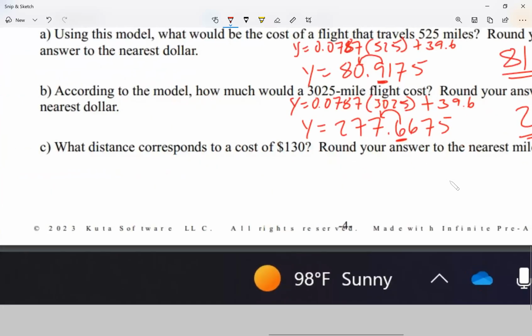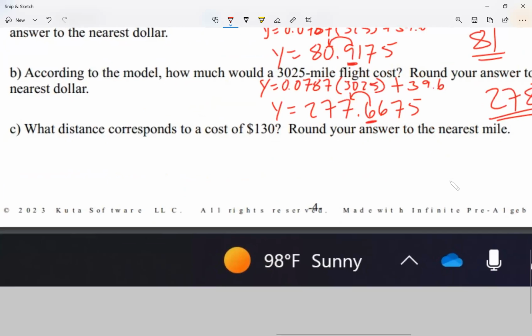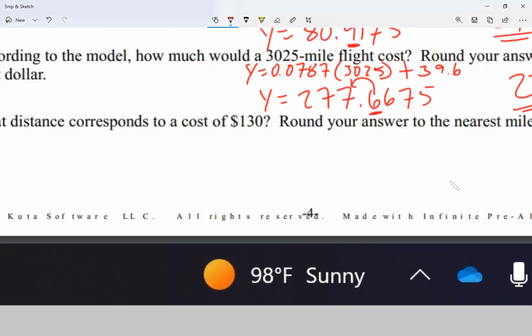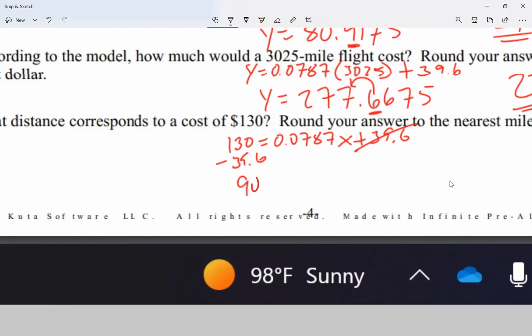Now, last example. What distance corresponds to a cost of 130? Round your answer to the nearest mile. Okay, so the cost is 130. So let me go 130 is equal to 0.0787x plus 39.6. Let me subtract that 39.6. So I have that 90.4 is equal to 0.0787x.